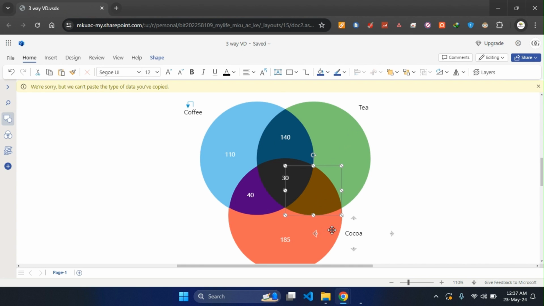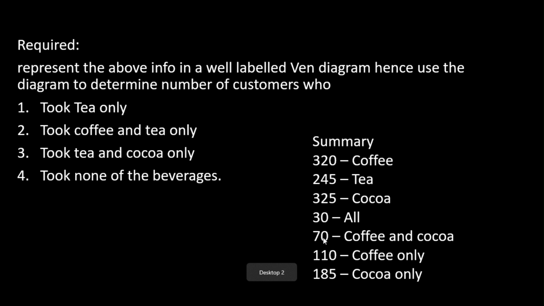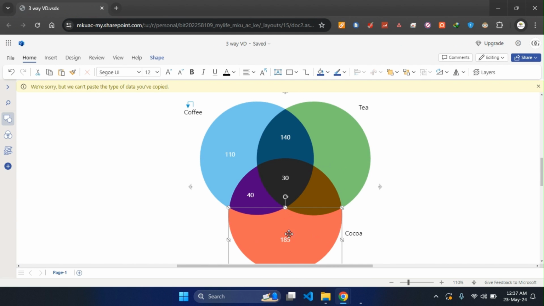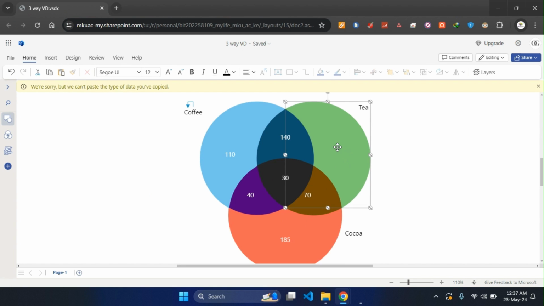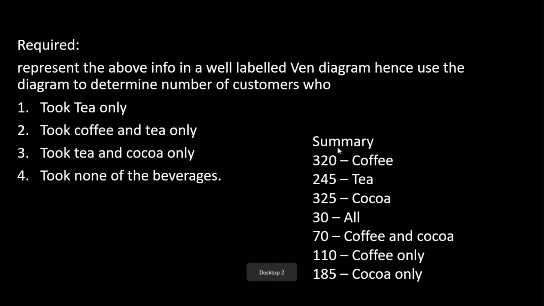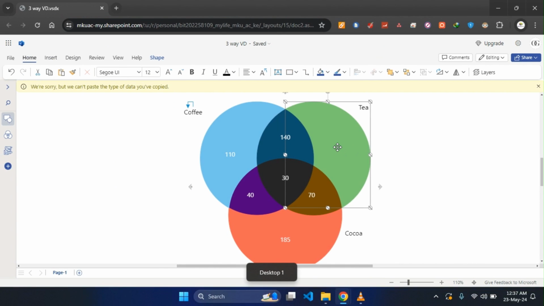What does that leave us now? How many people took cocoa in total? 325, and we already have 185 plus 70, so this is 40 plus 30 plus 185. Therefore, what are we remaining with? 70, so that we can get that particular total for cocoa. And we know that how many people took tea cumulatively? 245, and already we have 140, 30 plus 70, therefore we know that 5 people took tea only without mixing any other beverage. So this makes our work easier.